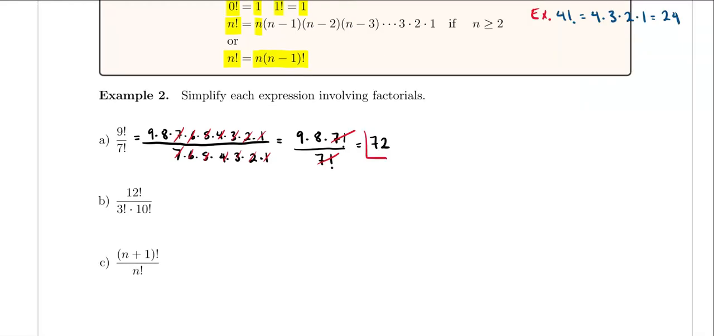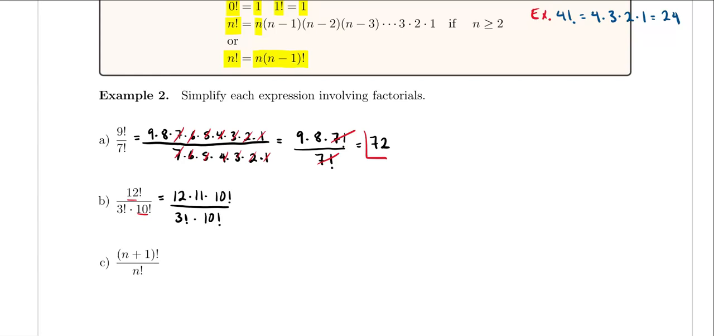Okay, so for our next example, we have 12 factorial divided by 3 factorial times 10 factorial. For this one, I'm going to use the shortcut that I mentioned above, and I see that I have a 12 factorial on the top and a 10 factorial on the bottom, so hopefully I can simplify these rather easily. So I'm going to go ahead and write down the 12 factorial as 12 times 11 times 10 factorial being divided here by a 3 factorial times a 10 factorial.